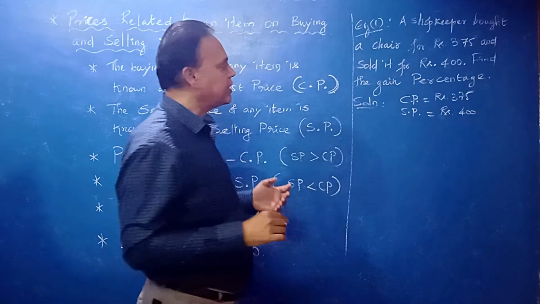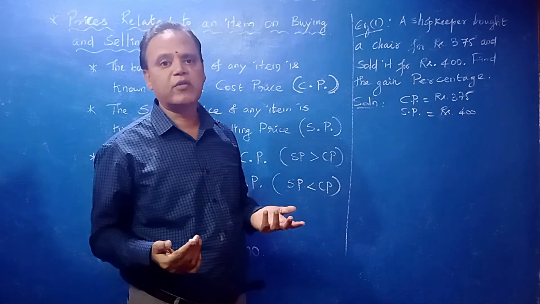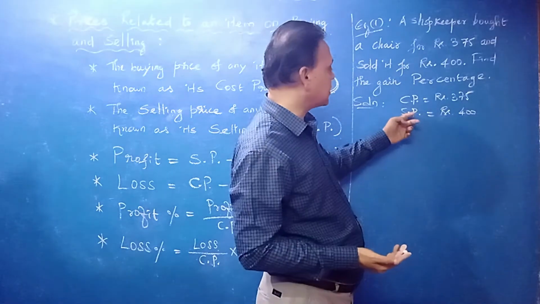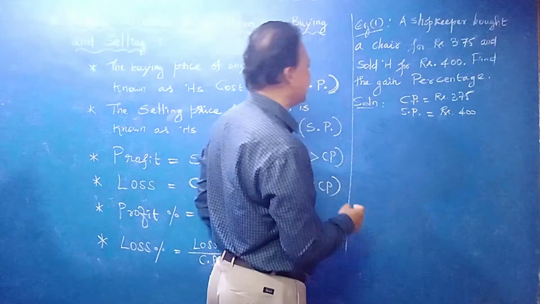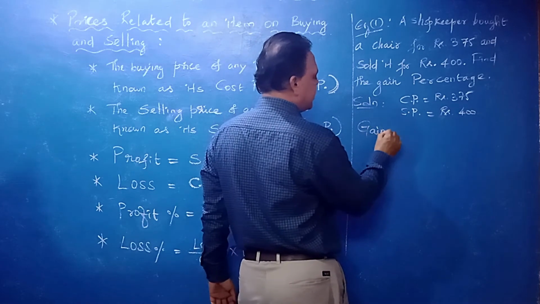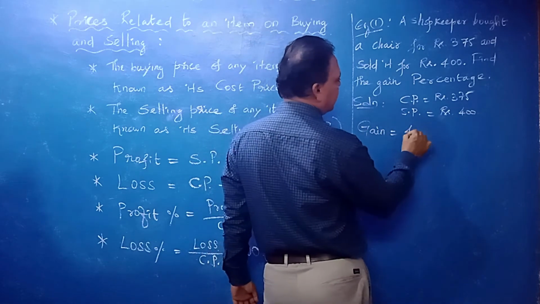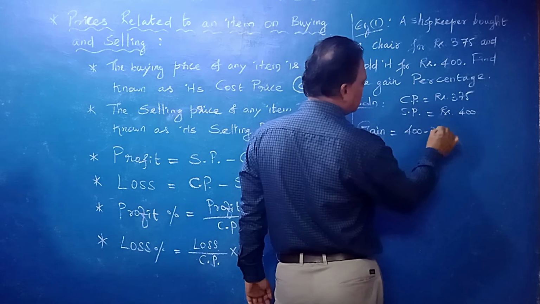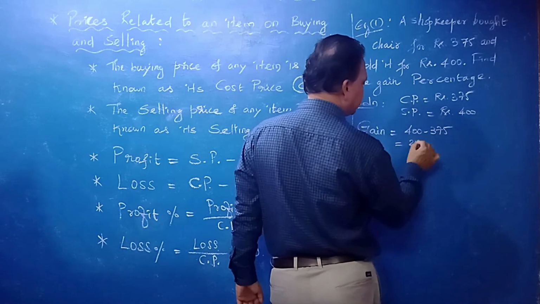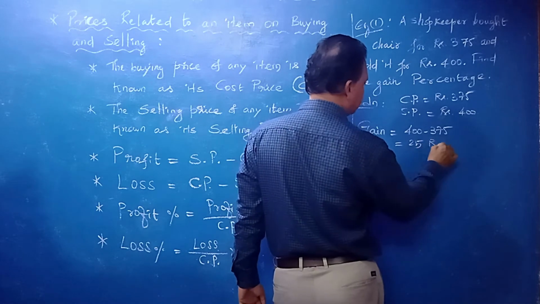Okay, when you have CP and SP, you can find out here what, gain or loss. But here gain, because SP is more, so you will get gain or profit. Okay, gain means profit, right? Gain equal to 400 minus 375, highest number minus lowest number. Find out. That means how much? 25 rupees gain. Okay, gain is rupees 25.